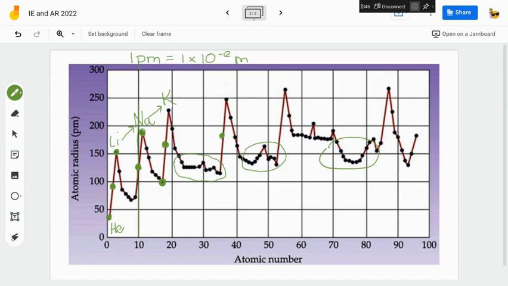The reason for that is we're in the third principal energy level. So everybody has the same amount of electron shells from sodium all the way to argon. Everybody's valence electrons are in the third electron shell. But what we're doing is we're increasing the nuclear charge. So we're adding protons to the nucleus. And what that does is it allows the atom to pull its electrons closer. Remember, atoms are mostly empty space.